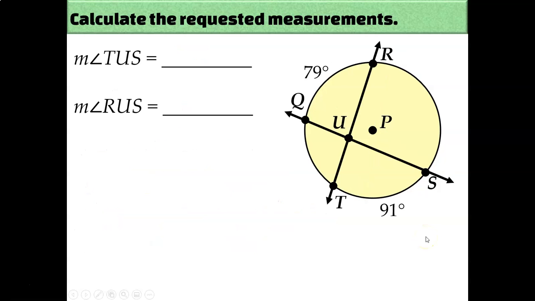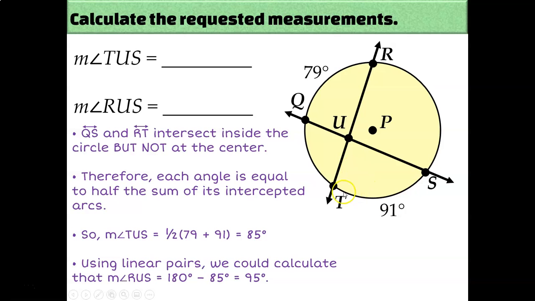Our next example is similar because the lines intersect inside of the circle again, but it's different because this time the lines don't intersect at the center of the circle, instead they intersect at point U. Therefore, we need to add the measure of the intercepted arc of the angle that we're looking for, angle TUS, to the measure of the vertical angle's intercepted arc, which is 79. 79 plus 91 is 190. Take half of that and we get our answer of 85 degrees.